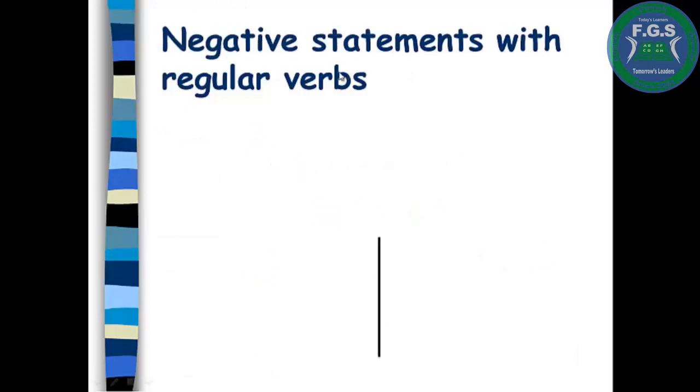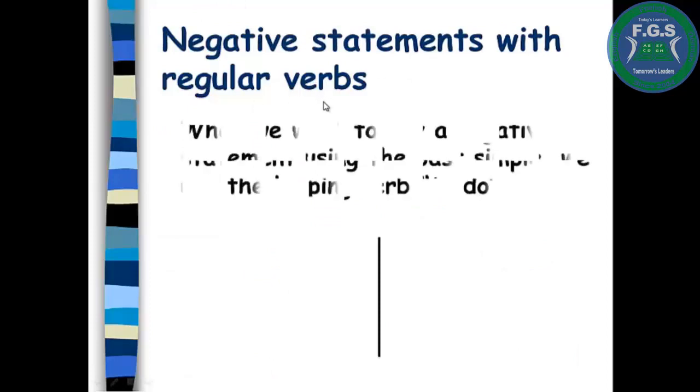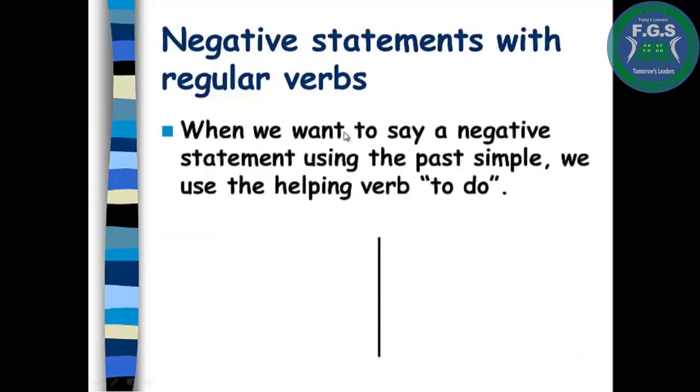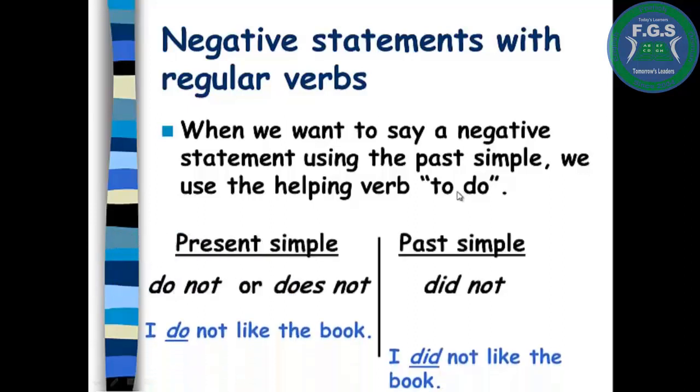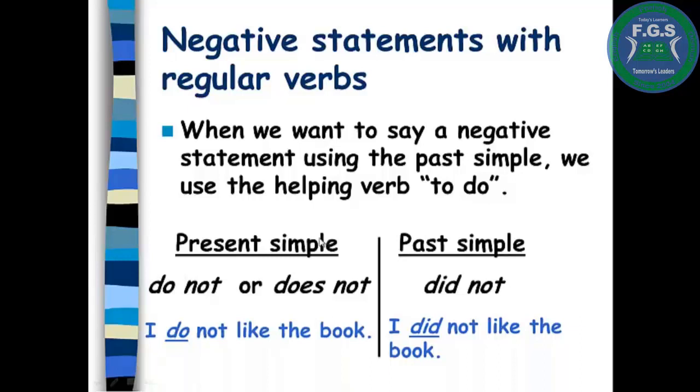Negative statements with regular verbs. When we want to say a negative statement using the past simple, we use the helping verb to do. Examples: in present simple, we use do not or does not, or don't or doesn't. I do not like the book. In past simple, we use did not or didn't. I did not like the book.